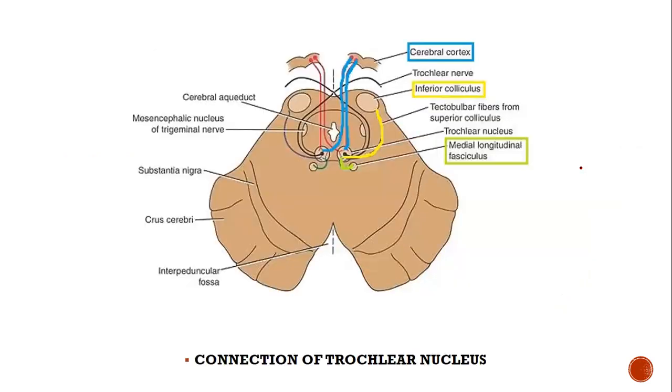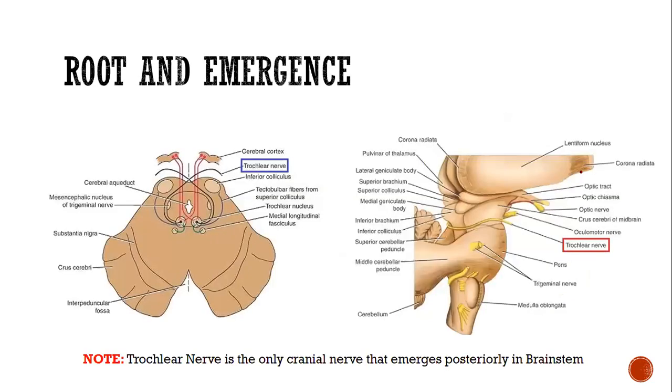Now, these are similar connections to the trochlear nucleus. Fibers are coming from the cerebral cortex, and other fibers, known as the tectobulbar fibers, are also coming from the superior colliculus as well as from the inferior colliculus. And then you have the medial longitudinal fasciculus connected to the trochlear nerve nucleus. The root, again, only has one root, which is the motor root. You can clearly see it, and it emerges.